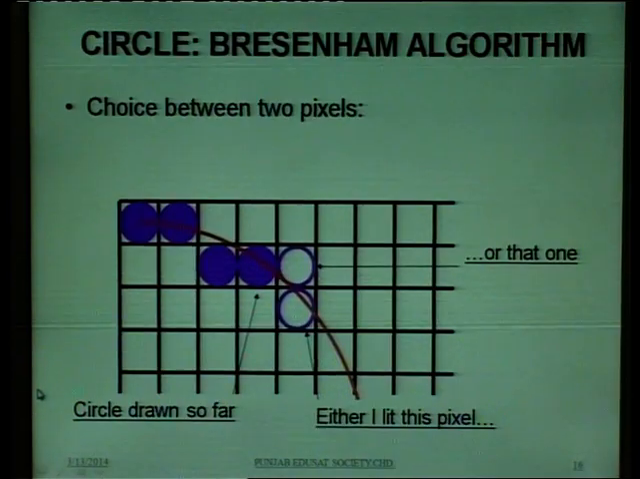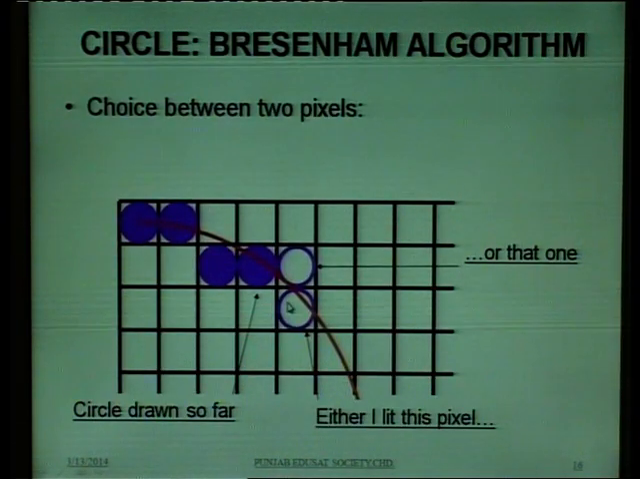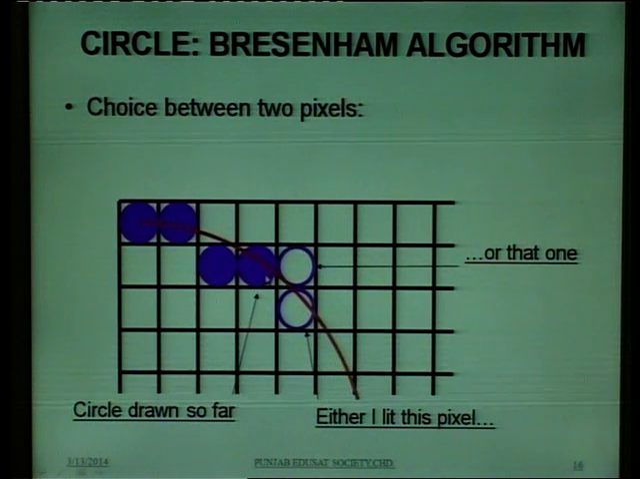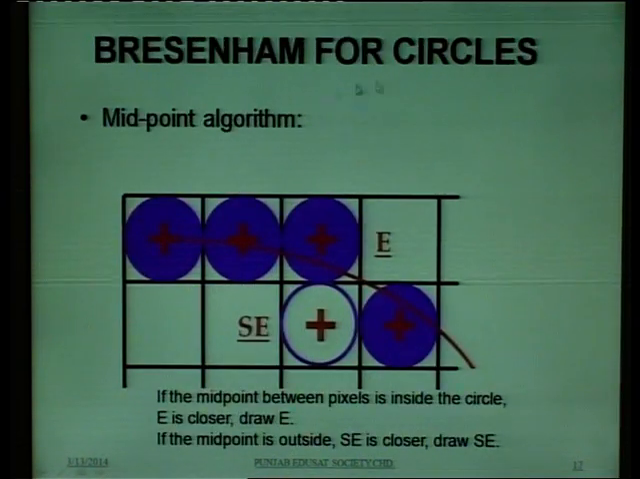Next comes Bresenham's algorithm, in which there is a choice between two pixels, meaning either the circle is drawn with the pixel above the symmetry or the circle is drawn with the pixel below the symmetry. There can be pixels which are lying above the symmetry, there can be pixels which are lying below the symmetry. So, by using Bresenham's algorithm, you can choose which pixel is to be taken. Bresenham's algorithm uses the midpoint technique.